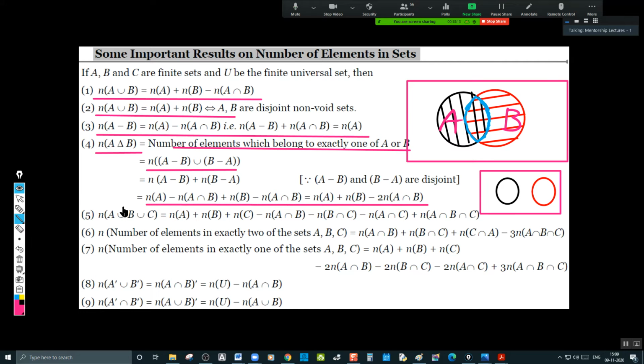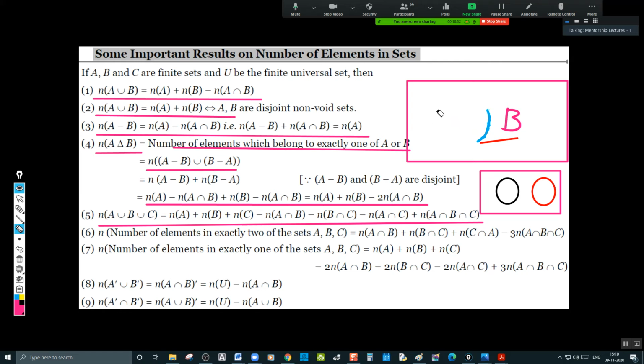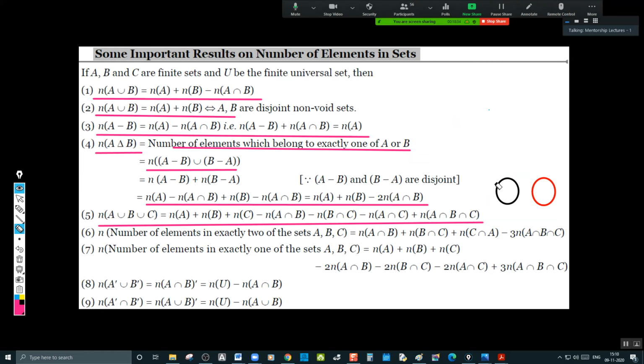Similarly, N of A union B union C, when three sets are there, is N of A plus N of B plus N of C minus N of A intersection B minus N of B intersection C minus N of A intersection C plus N of A intersection B intersection C. And this also I explained by taking three sets.